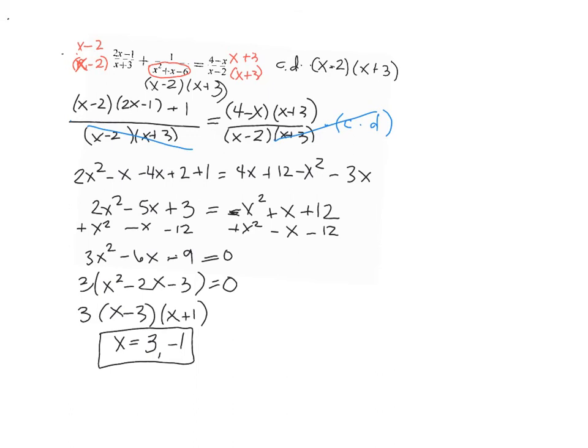I can get a laser pointer, I think. Here we go. So if I plug it in right here, 3 plus 3 is 6, and negative 1 plus 3 is 2, so I can use it there. And same thing over here, 3 minus 2 is 1, and negative 1 minus 2 is negative 3, so I never make a denominator turn to 0, so I'm good, and both of my answers work.